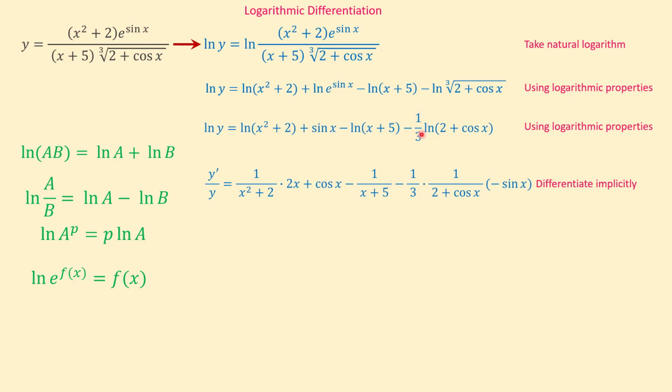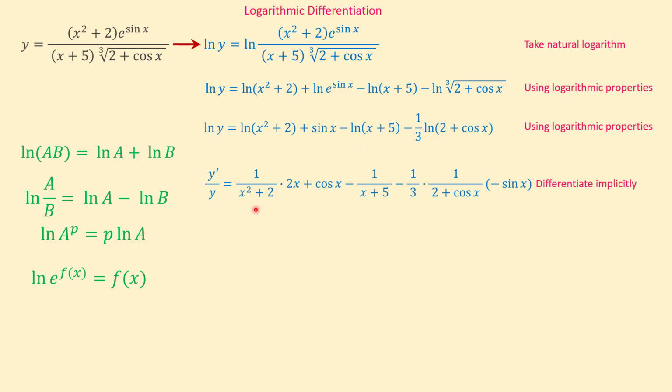Minus, copy the coefficient. 1/3 is the coefficient of ln of (2 + cosine of x). You don't need to do any product rule here. Copy the coefficient and take the derivative of ln of (2 + cosine of x). We know that derivative of ln of something equals 1 over that thing times derivative of inside. Don't forget derivative of inside, because of the chain rule. Derivative of 2 is 0. Derivative of cosine of x is minus sine of x.